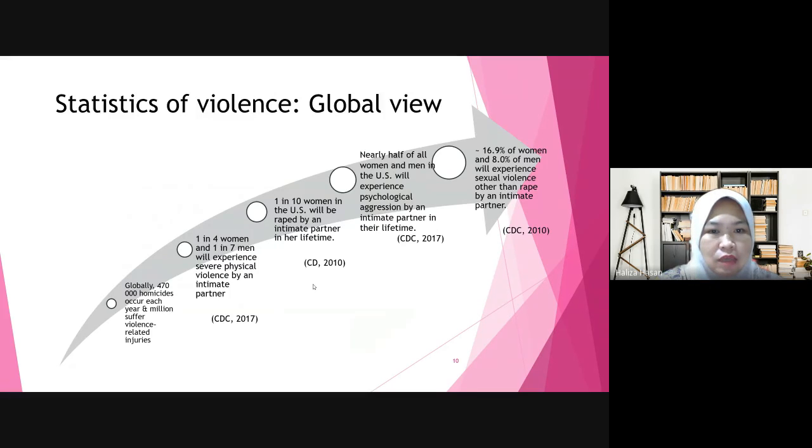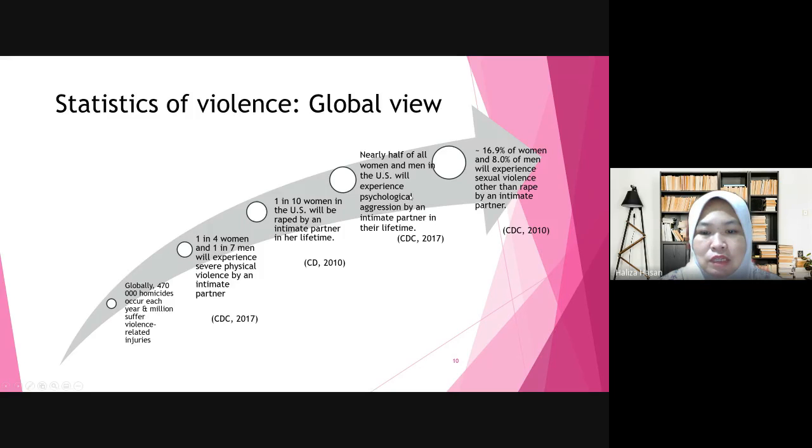Okay, the statistics of violence from the global view: we can see that 470,000 homicides occur each year. One in four women and one in men will experience severe physical violence. So you can see the ratio is highest among women compared to men, and 1 in 10 women in the US will be raped by an intimate partner in her lifetime.